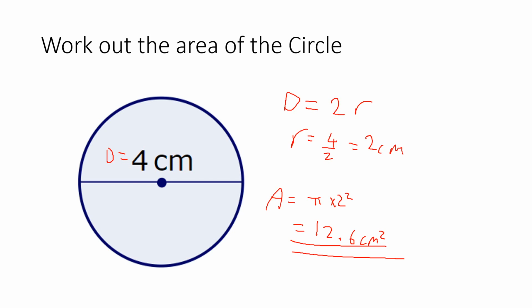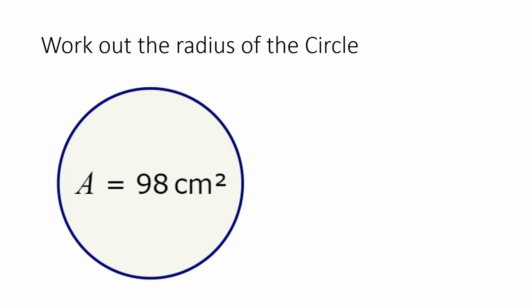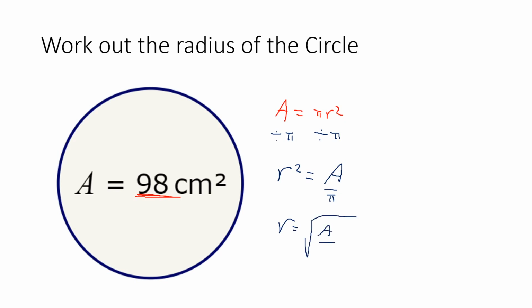And again, we can do this in reverse. So if the area is 98 centimeters squared, what's the radius going to be? Well, area is equal to pi r squared. So we're just going to divide by pi. And so therefore, radius squared is going to be area over pi. And so therefore, the radius is going to be the square root of area over pi.